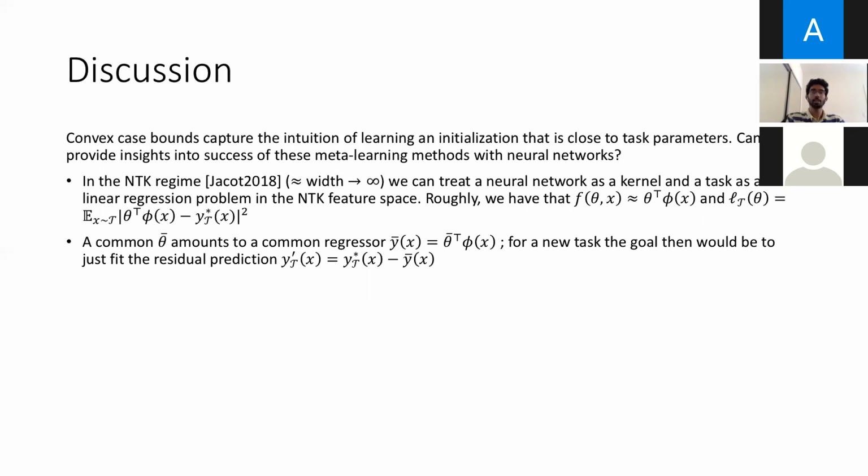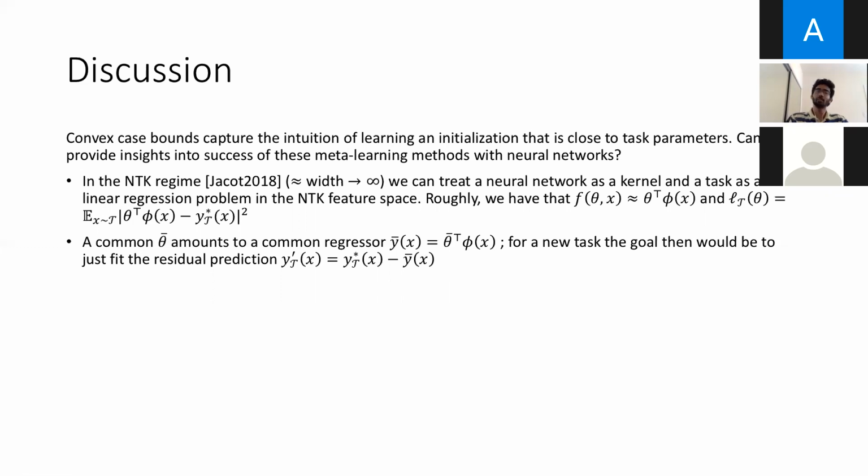And here we can basically treat neural networks as a kernel, and a task is now just a linear regression problem in the NTK feature space. So roughly your prediction is going to be linear in the parameters and these features phi of x. And the risk for a task is just going to be how far away you are from this optimal prediction y star for the task t. But in this setting of linear regression, learning a common theta bar is basically the same as learning a common regressor y bar, because you have a linear function. And the goal for a new task is just to learn the residual, which is the actual prediction minus this common prediction that you're learning, which is independent of the task.